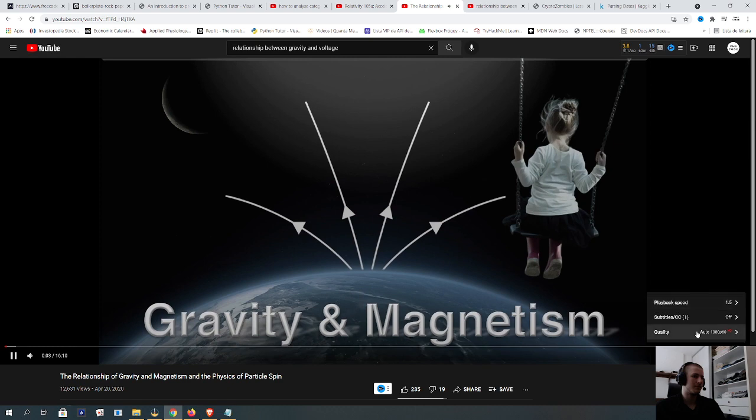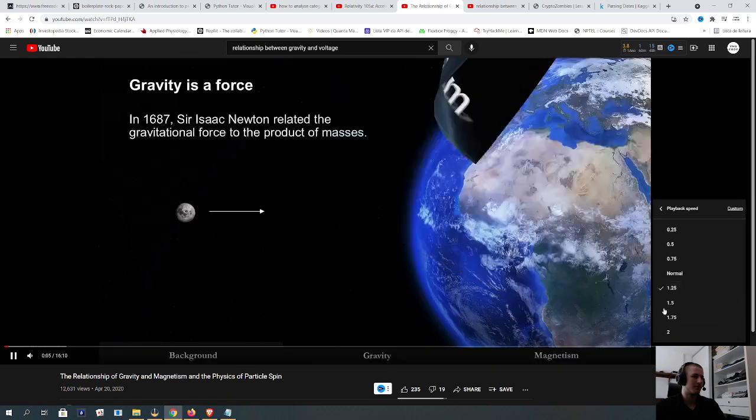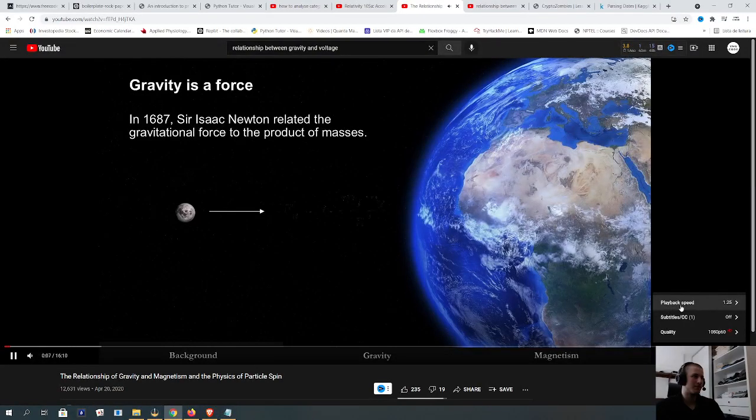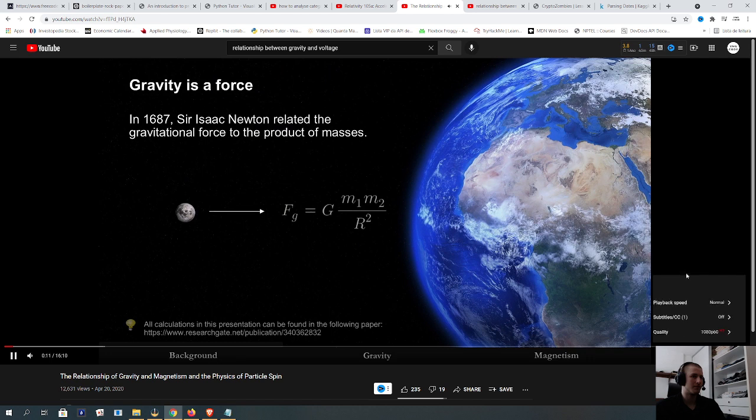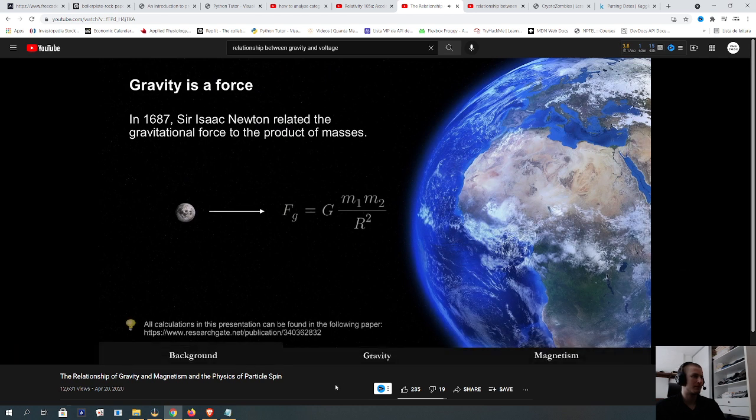Gravity and magnetism. And we'll cover gravity first, right? It's a force, and Isaac Newton related the gravitational force to the product of two masses. And there you see the moon, mass 1, and the Earth, mass 2.